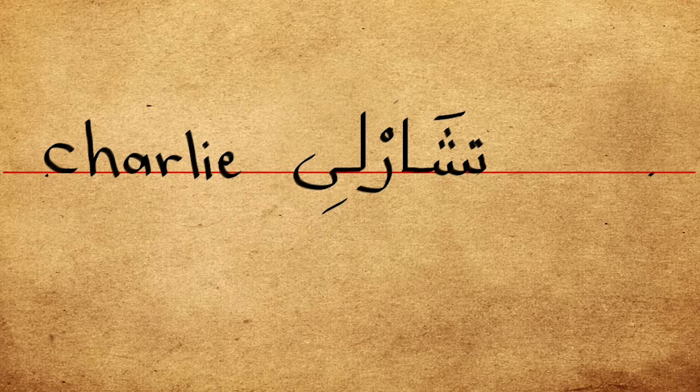Here is the initial form of the letter Ta and the medial form of the letter Shin. Here is Aleph and the isolated form of the letter Ra. And here is the Lam and the final form of the letter Ya. Charlie. The next one is William.